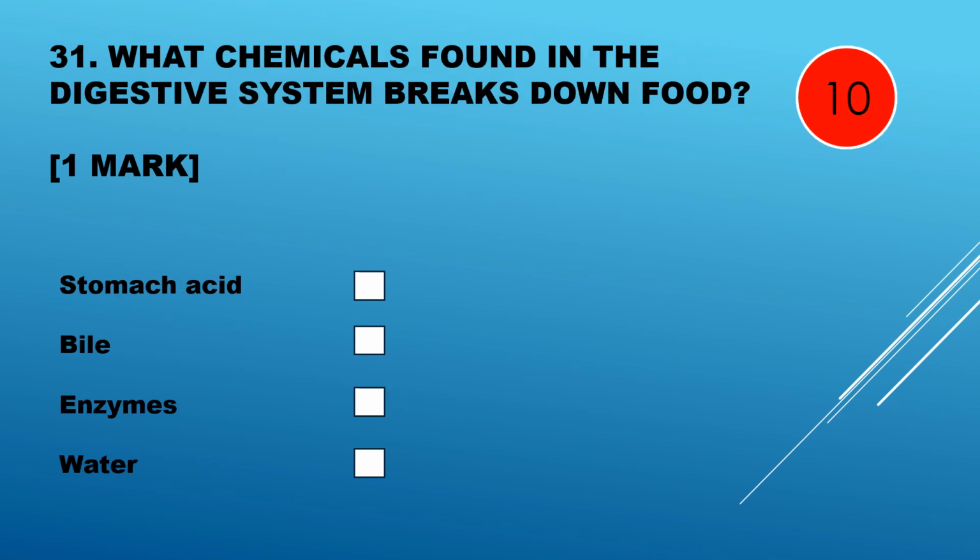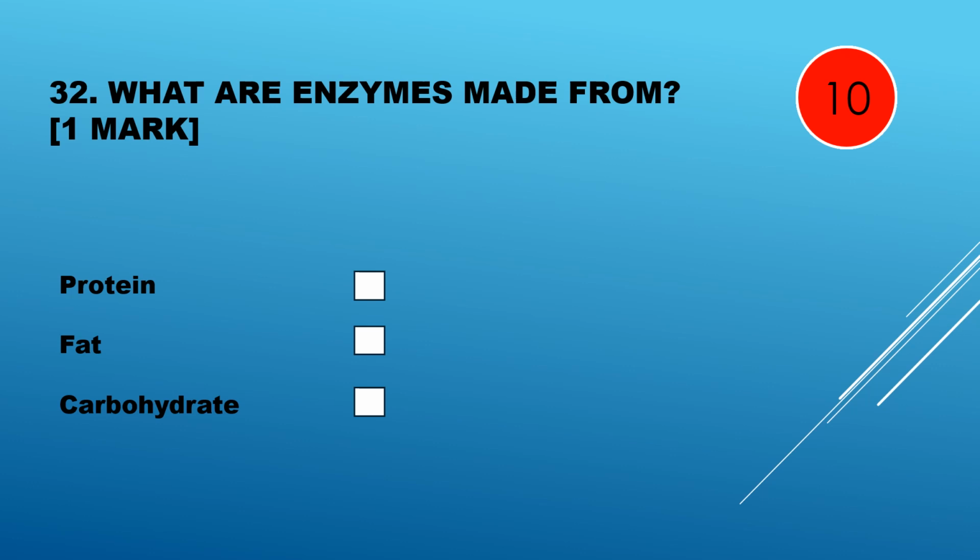Question 31. What chemicals found in the digestive system break down food? Is it stomach acid, bile, enzymes or water? Chemicals that break down food are enzymes. Question 32. What are enzymes made from? Protein, fat or carbohydrate? Enzymes are made from protein.